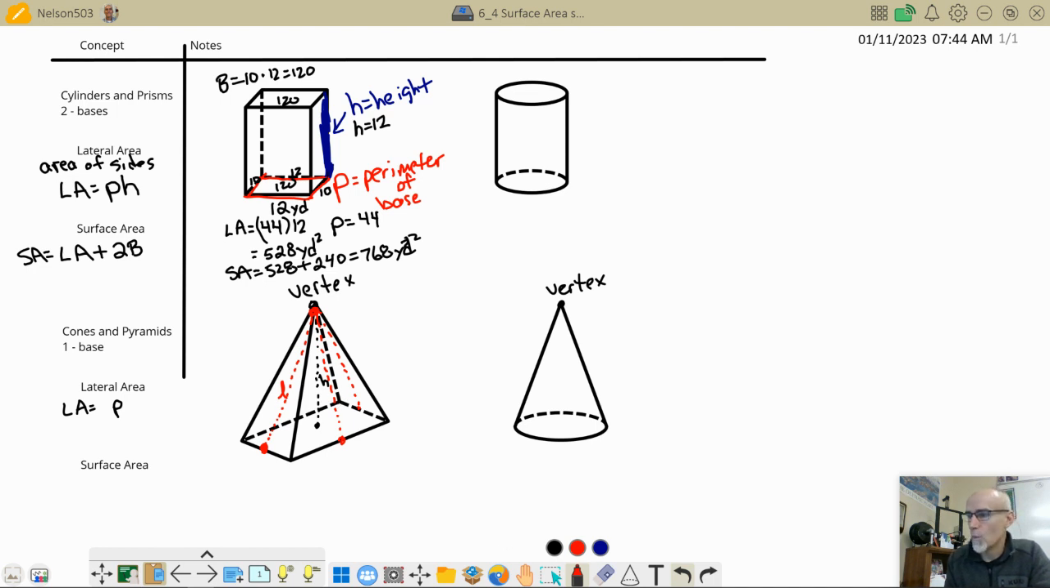So we're going to take 1/2 this time because we got triangles instead of rectangles. So we're going to take 1/2 perimeter of the base. The P still stands for perimeter. So perimeter of base, and then we're going to take it times the slant height, L.